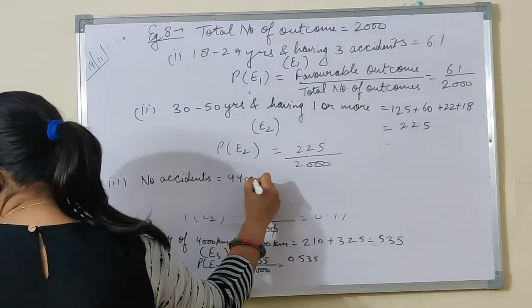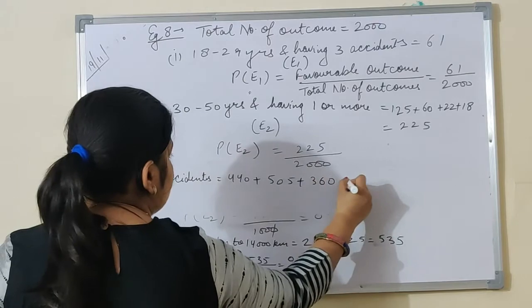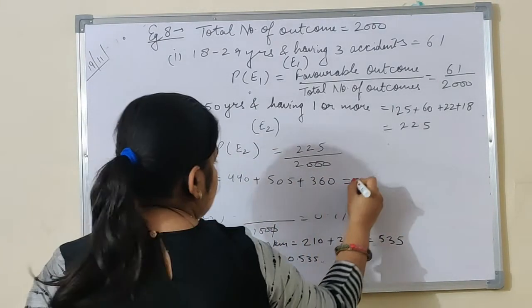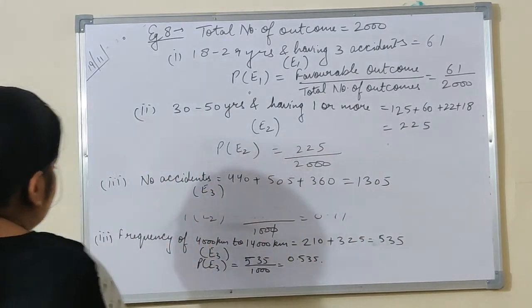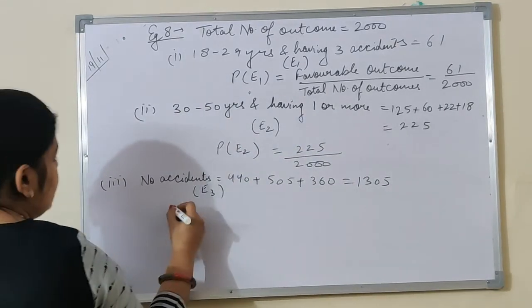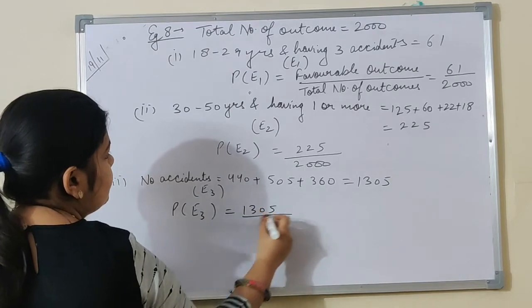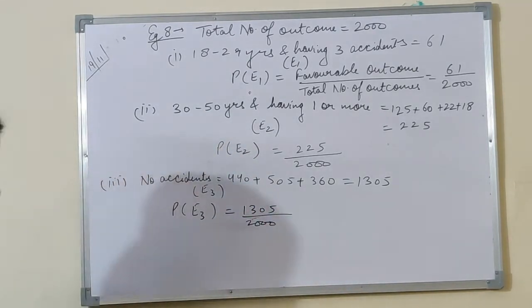So that is 440 plus 505 plus 360. If we just add them, we will get nearly 1305. Now we will consider this as event 3 and then we can find the value of the probability of event 3. If we find the value of the probability of event 3, then you will get the required answer.